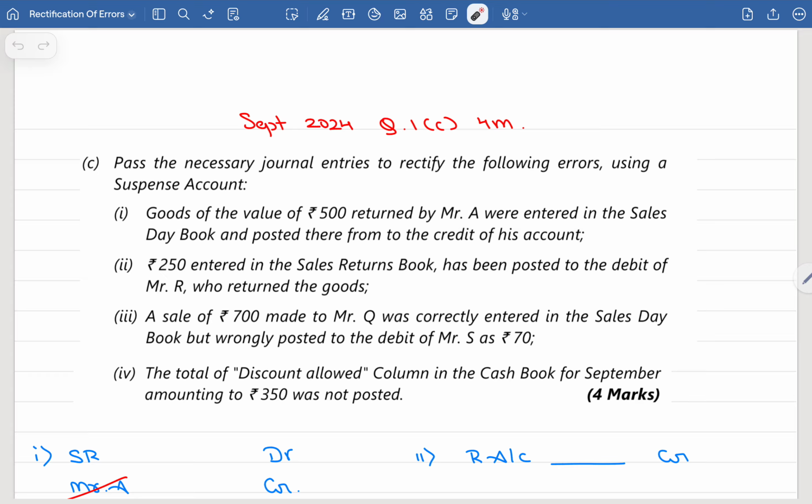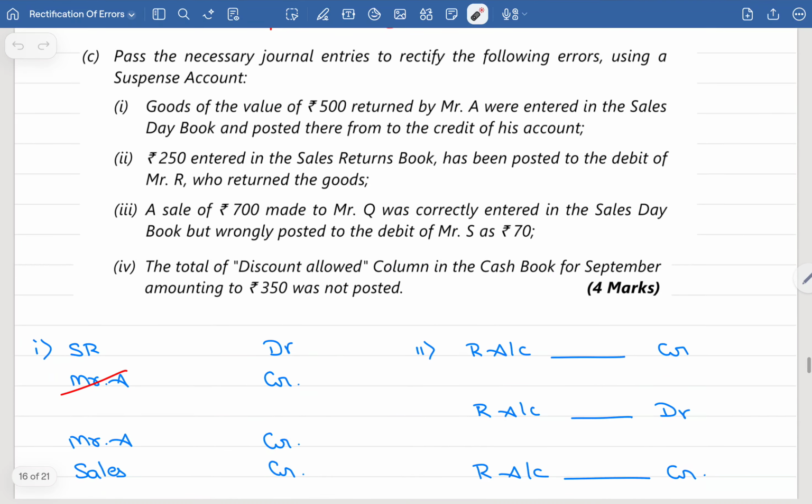See that first one, goods of value 500 returned by Mr. A were entered in the sales day book and posted therefrom to the credit of his account. So goods returned by customer. What is the journal entry? Sales returns account debited to customer account, that is Mr. A. But what they have done? They have credited Mr. A account and they have credited the sales account, because whatever the amount is there in the sales day book will be transferred to the sales account, on the credit side, because sales is always an income for me, which is always credited. So sales day book means nothing but sales account credit side.